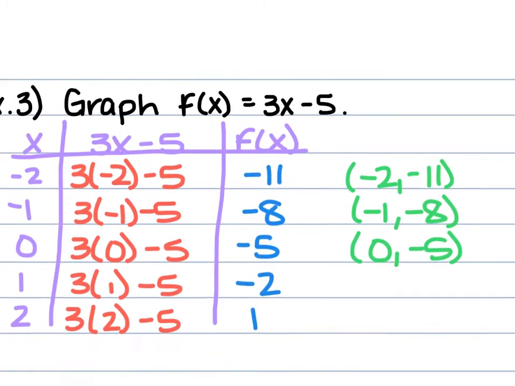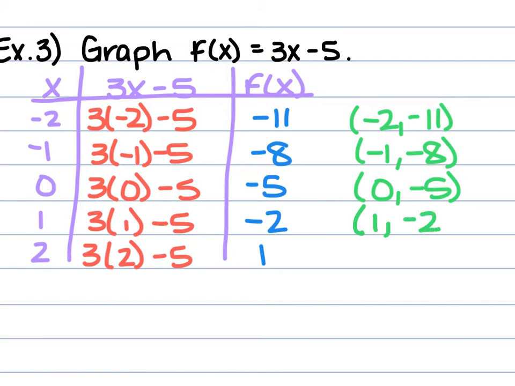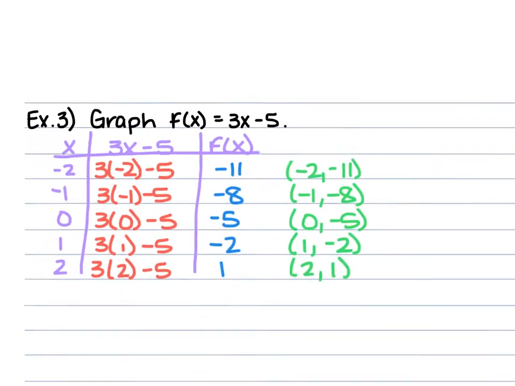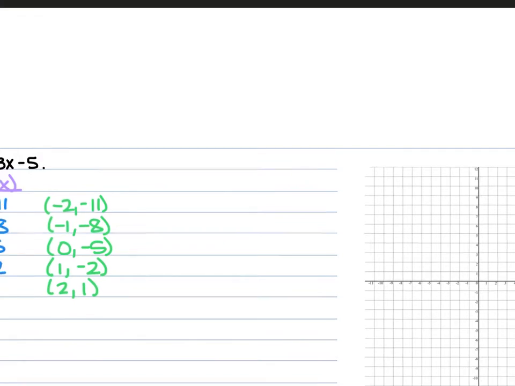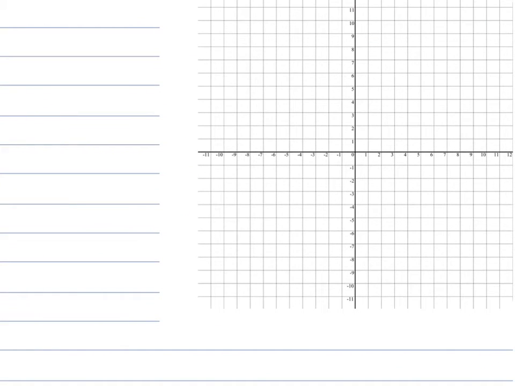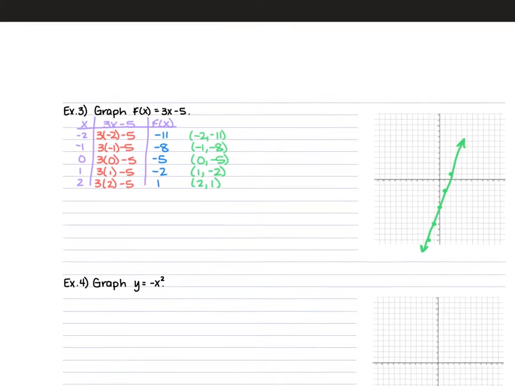-5, 1, -2, and 2, 1. So when we graph these, we are going to have -2, -11, which is here. Then we have -1, -8, which is here. 0, -5, 1, -2, and 2, 1. So we can actually draw our line through these ordered pairs. And then we're done.